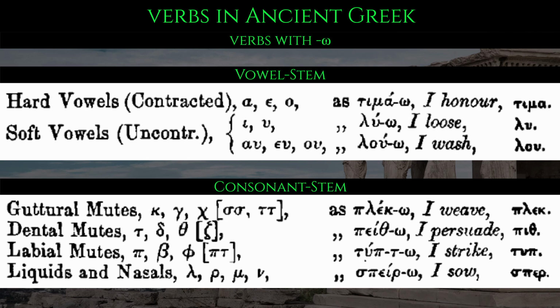And then we have the labial mutes. For example, p, b, ph, as well as pt. For example, typto, which means I strike. And then we have liquids and nasals. For example, r, n. For example, spero, which means I sow.